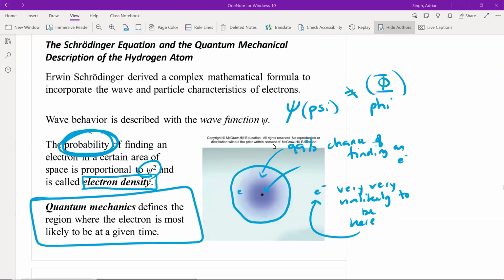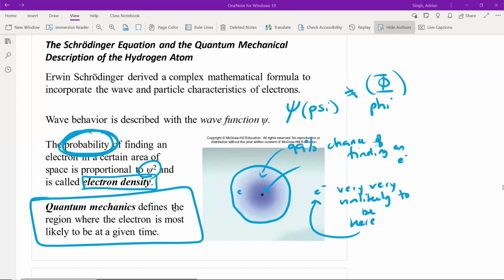Okay, so we've talked a little bit about the Schrödinger equation and the quantum mechanical description of the hydrogen atom. Without getting into too much detail about the math involved, because again, it's beyond the scope of our class, we can say that the wave behavior is described by the wave function psi, and the probability of finding an electron in a certain area of space is proportional to psi squared. That psi squared is called the electron density.